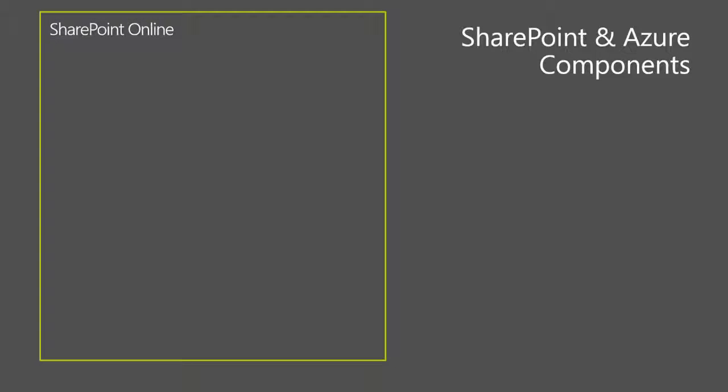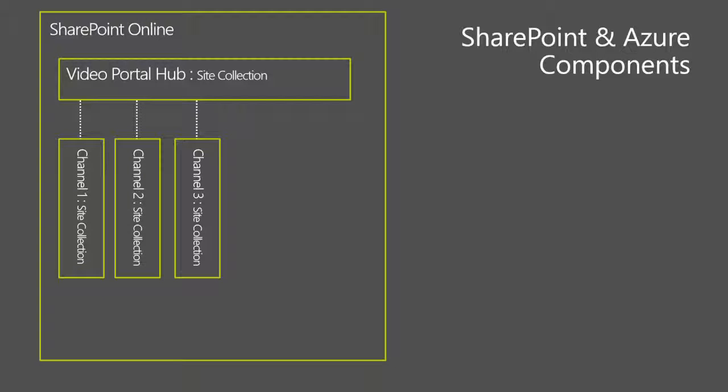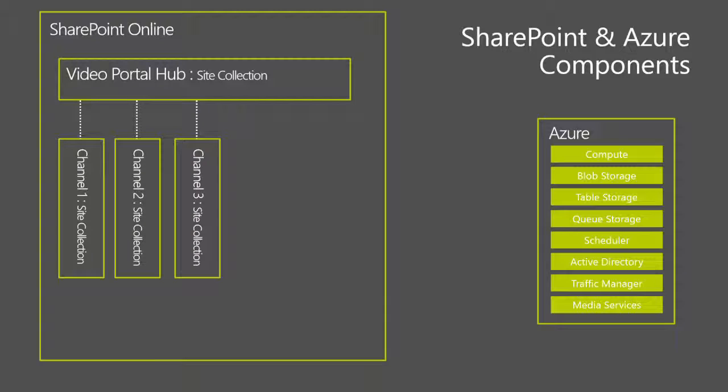If we take a quick look at the components that are there, we've got this thing called the hub. The hub is provisioned one per tenant, and that powers all of our application pages. So all of the actual UX rendered pages come out of the hub, and then you've got those site collections with the channels. On the Azure side, you've got your compute, your blob storage, your table storage. All that stuff powering the video portal you don't have to worry about. You never have to see it to know that it's actually powering your system.